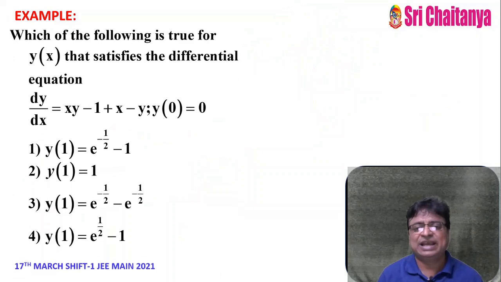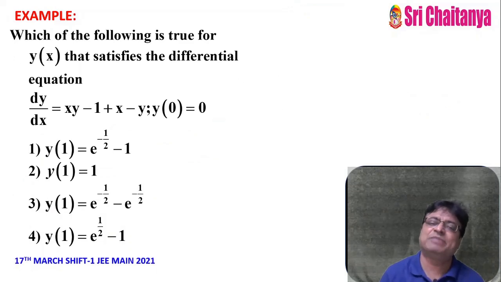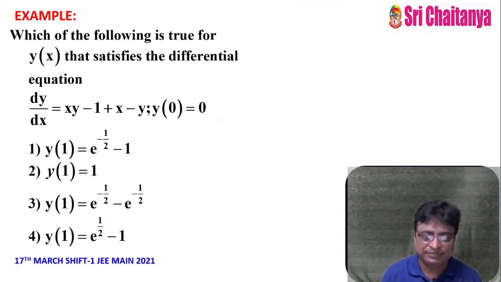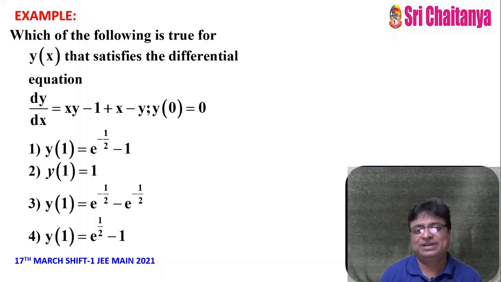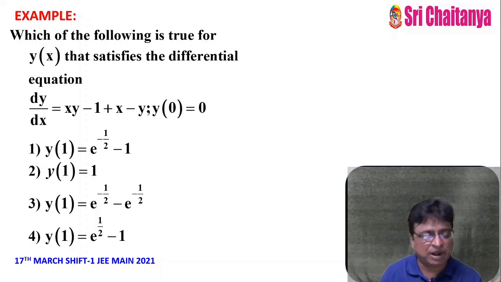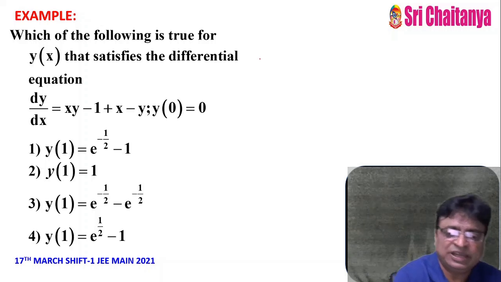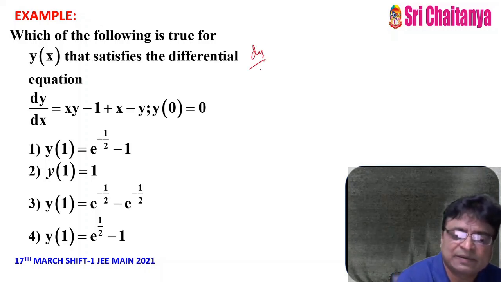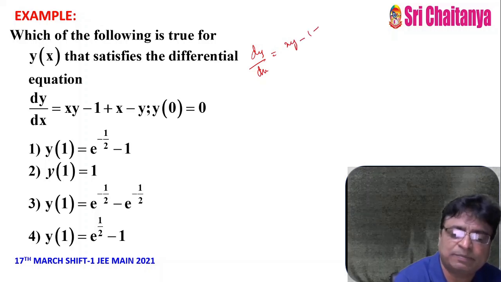Of course, again, this is a question they asked in the 17th March shift 1, based on the variable separable method. Here, see the options. dy by dx equals xy minus 1 plus x minus y.